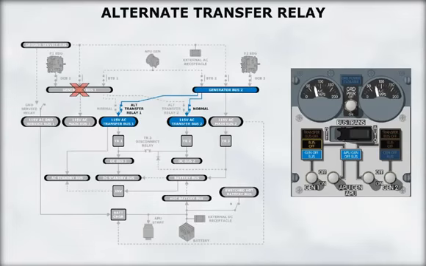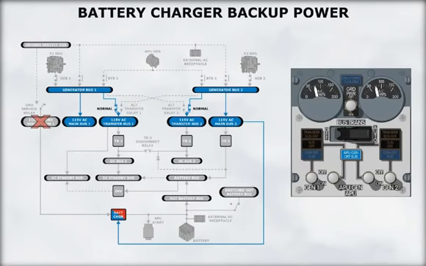With the bus transfer switch in the auto position, a bus transfer relay automatically connects an unpowered transfer bus to an operating generator bus. The powered generator bus now supplies both transfer buses. The auto position of the bus transfer switch also allows main bus number 2 to provide backup power to the battery charger in the event that the ground service bus is not powered.